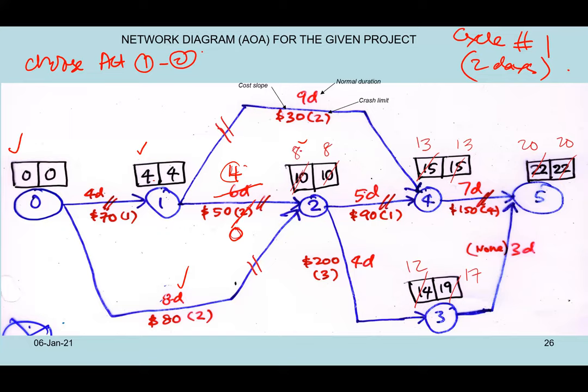8 plus 5 equivalent to 13. But then that 13 also has one incoming arrow from up there, 14. Now you try 4 plus 9 equivalent to 13. Okay, so it is acceptable. So now choose activity 14, that is okay. You can choose that one, and it is the least cost slope.